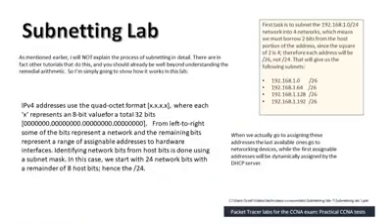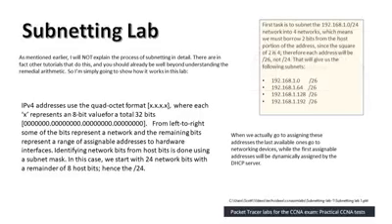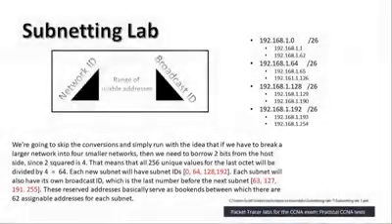Now, IPv4 addresses use the quad octet format, where each X in this representation represents an 8-bit value for a total of 32 bits. From left to right, some of the bits represent a network, and the remaining bits represent a range of assignable addresses to hardware interfaces. Identifying network bits from host bits is done using a subnet mask. In this case, we start with 24 network bits with a remainder of 8 host bits, hence the /24. When we actually go to assigning these addresses, the last available ones go to the networking devices, while the first assignable addresses will be dynamically assigned by the DHCP server.